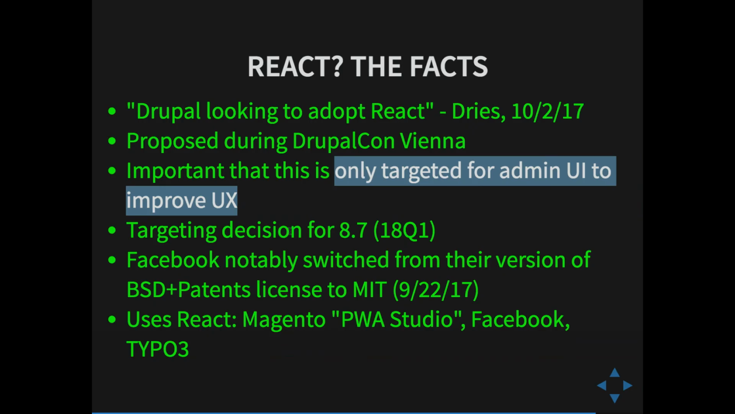You know, it'll be a good thing. They're targeting for 8.7, which is scheduled for first quarter of 2018. And of course, what really helped this was Facebook finally dropped their licensing, their old plus patents license that no one liked.